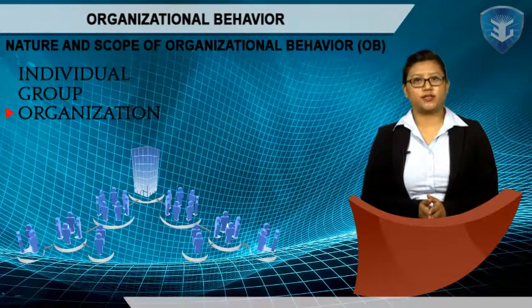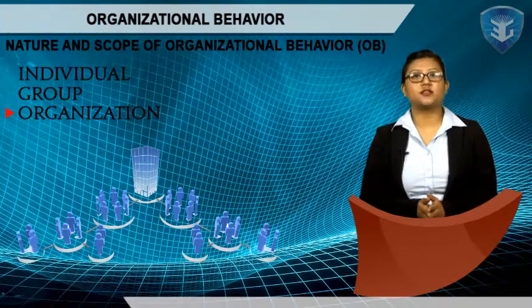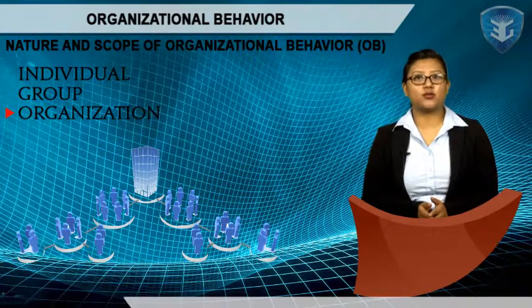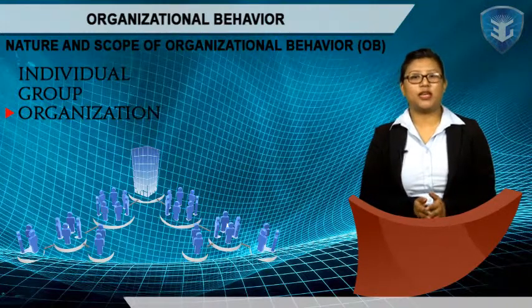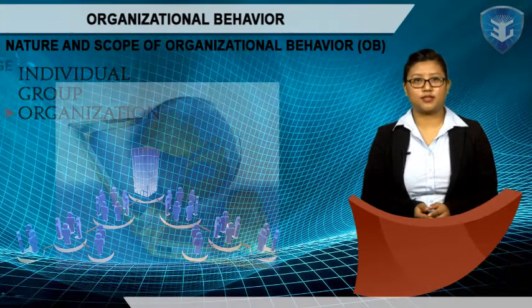Organization. Individuals and groups interact within the structure of the formal organization. Structure is created to establish relationships between individuals and groups, to provide order and systems, and to direct the efforts of the organization into goal-seeking activities.